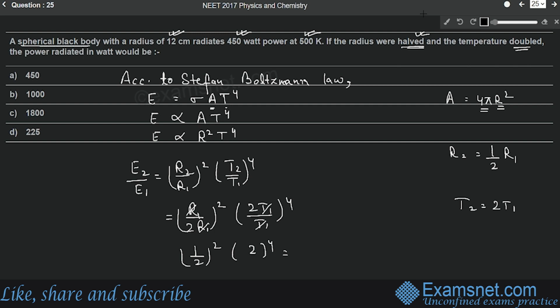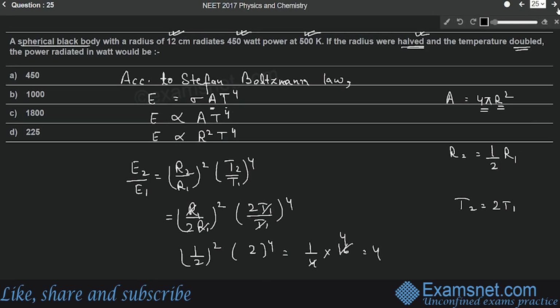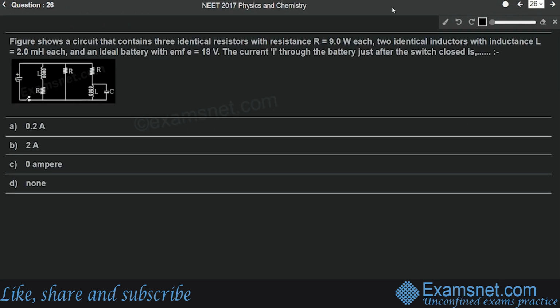So what do we get? Half square, that means 1 by 4, and 2 to the power 4, that means 16. So that is equal to 4. So that means E2 by E1 is equal to 4. So E2 will become 4 times E1. And E1 is given as, what is the value of E1? The energy radiated is 450 watt power. So 4 times this energy, that means 4 into 450 will be equal to 1800 watt. So this will be the power in second case. That means option C will be the correct answer.